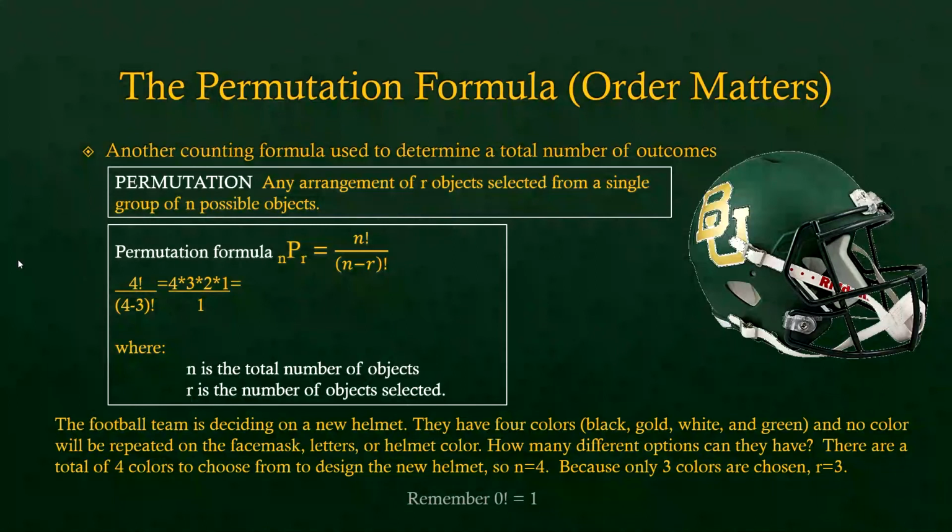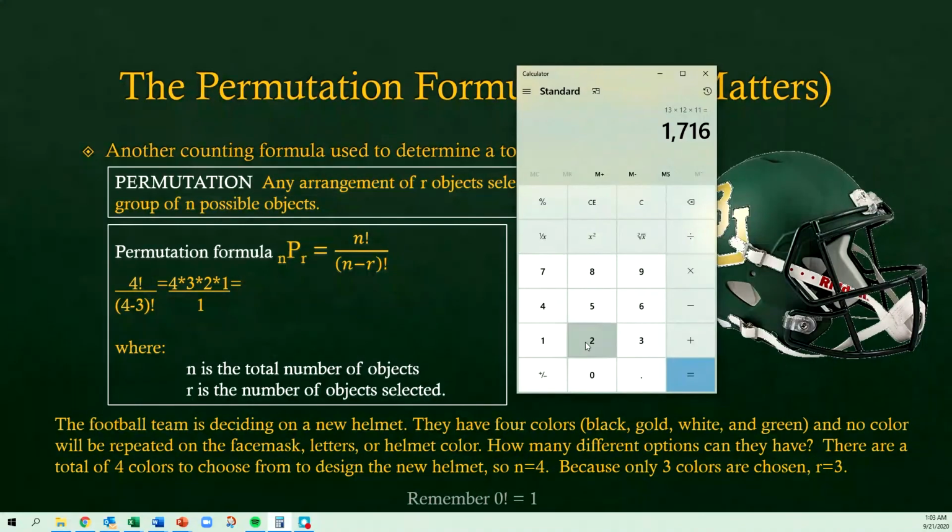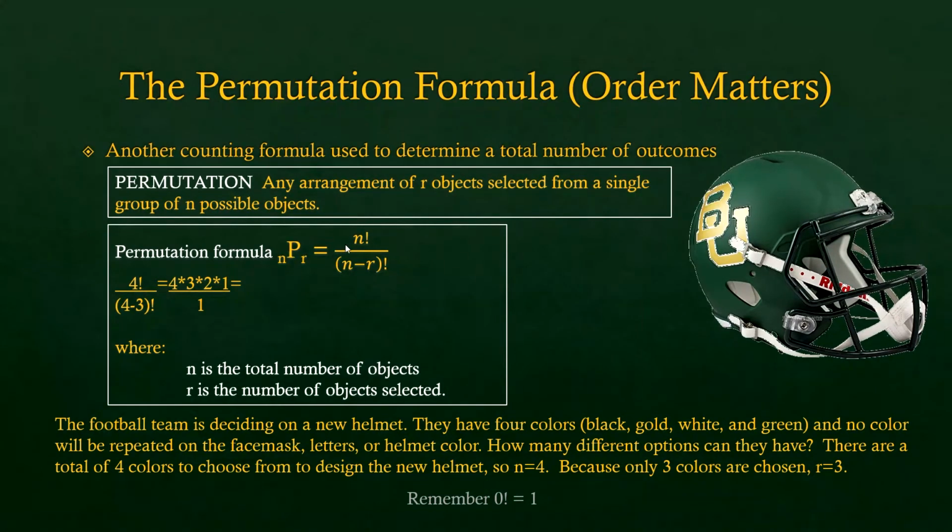So 4 times 3 times 2 times 1 divided by 1. You really can't cancel anything out. I guess you can cancel out the 1s. So it's 4 times 3 times 2. And so let's get out our handy dandy nifty calculator again. 4 times 3 times 2 is going to be 24. So there's a total of 24 possible outcomes.